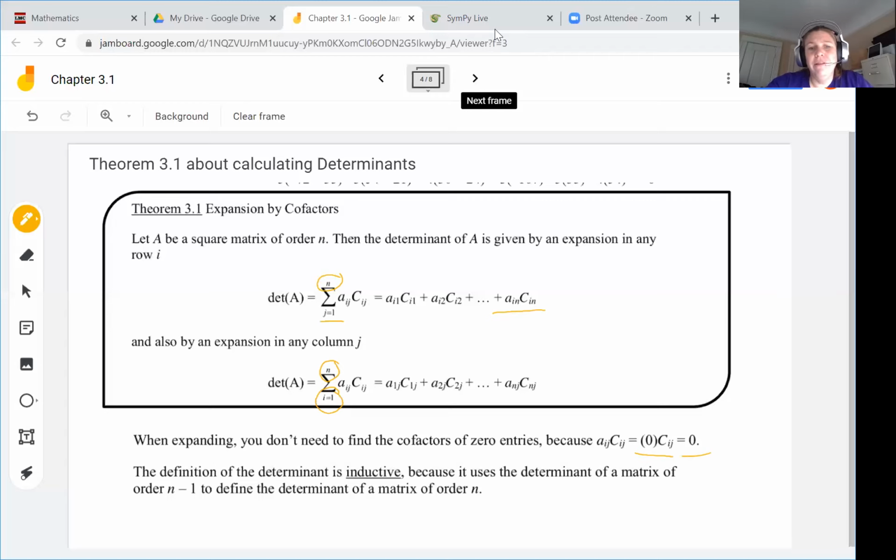And then the definition of the determinant is inductive, because it uses the determinant of a matrix of order n minus 1, when we do our cofactors, to define the determinant of a matrix of order n. So you would prove a theorem like this using induction, and you can give it a go if you want. You can see it gets quite involved, but if we assume it's true for n and then try to use these results for n plus 1, we'll be able to do that proof.